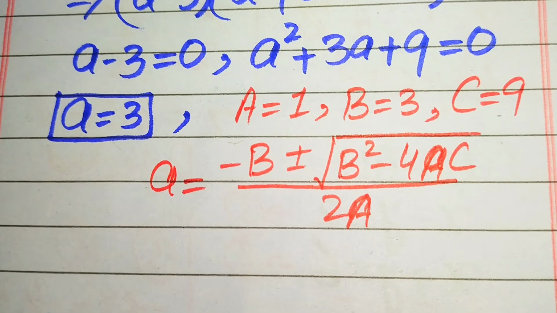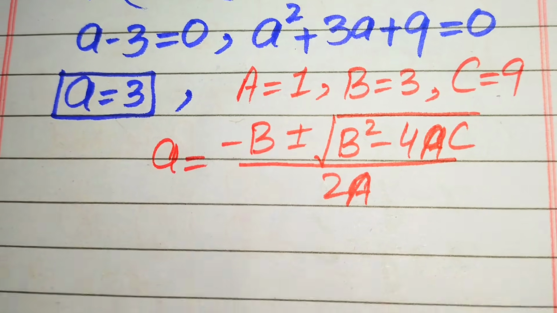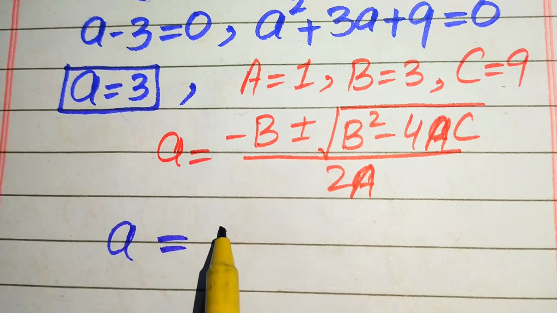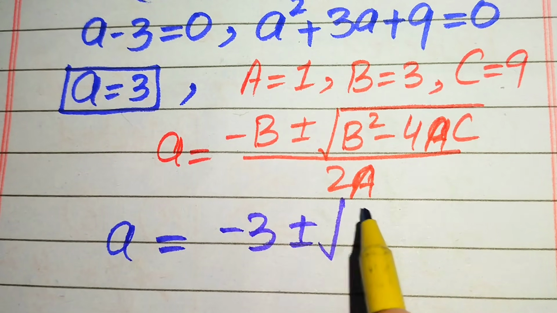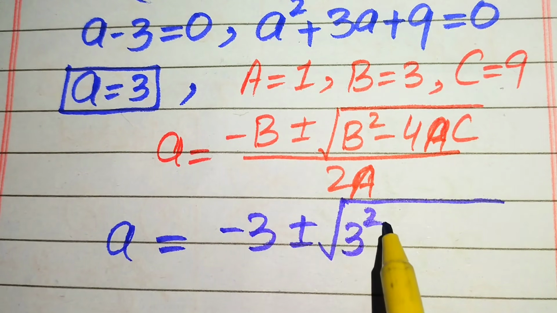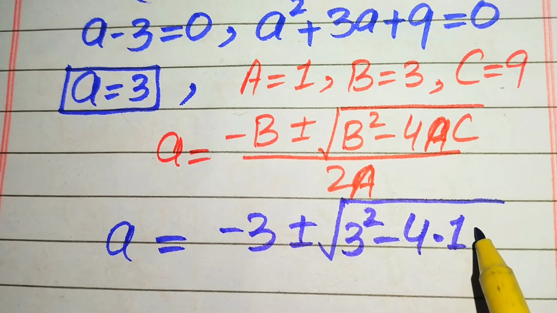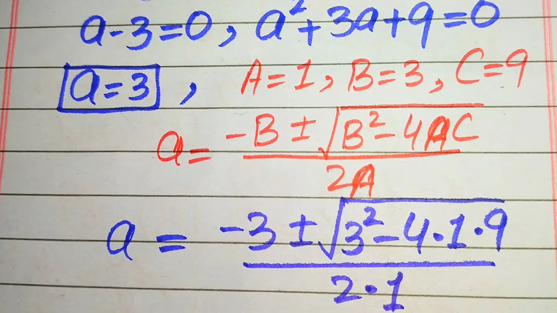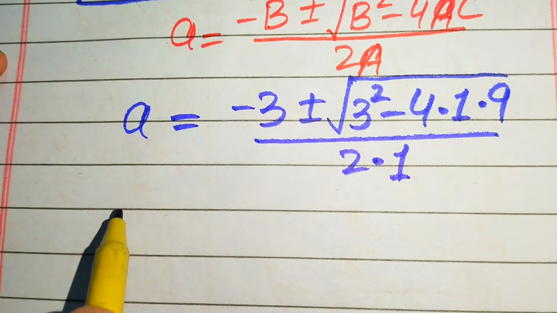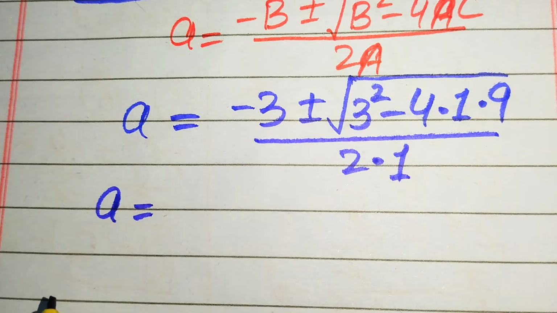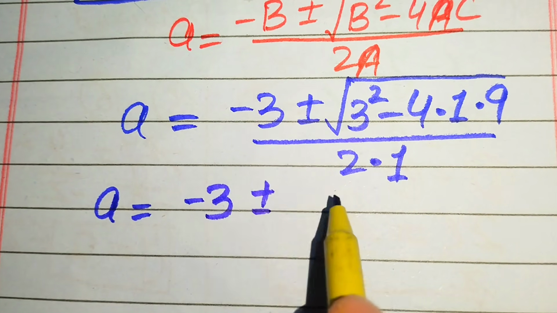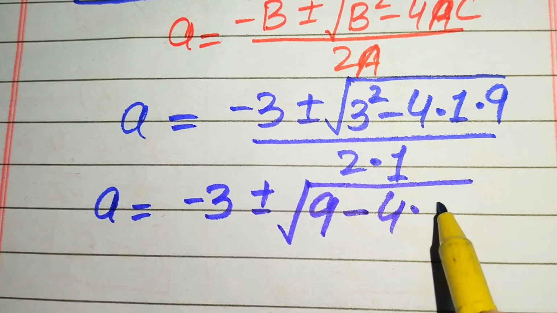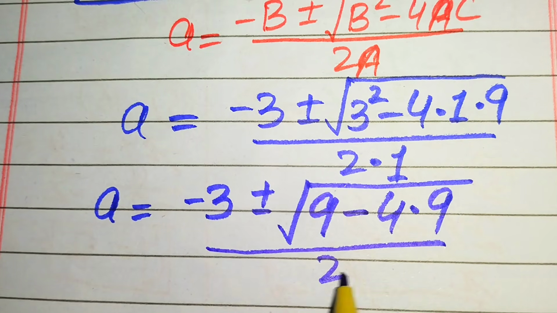So here we substitute all the values of a, b, and c, and we find the values of a. So we have a equals minus b, the value of b is minus 3, plus minus square root of b square, b is 3 square, minus 4 times of a is 1, and c is 9, and it is divided by 2 times of a, and here our a equals 1. And now further in the next step we need more simplifications here, and we get minus 3 plus minus square root of 3 square becomes 9 minus 4 times of 9 divided by 2.